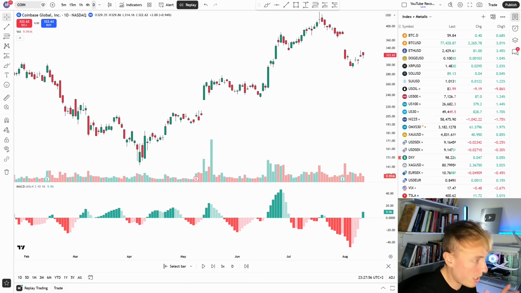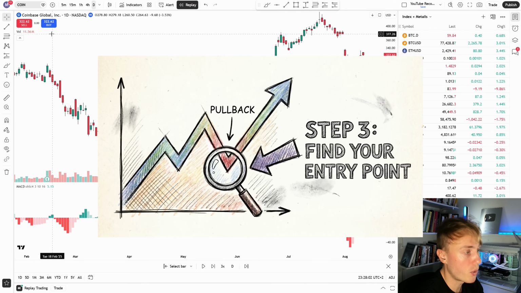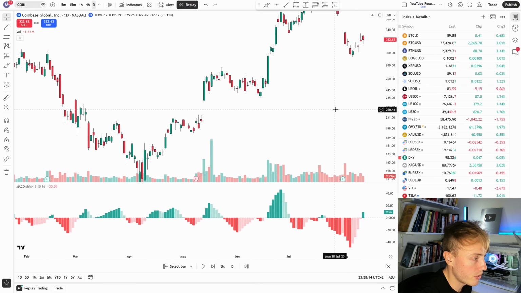But alright, so now we have identified an impulsive move and a good pullback. So now it's time to find our entry point. And when it comes to entries, we have 2 main ways to enter. The first way is to enter at support. The second way is to enter at breakout. And let's begin here with method 1.